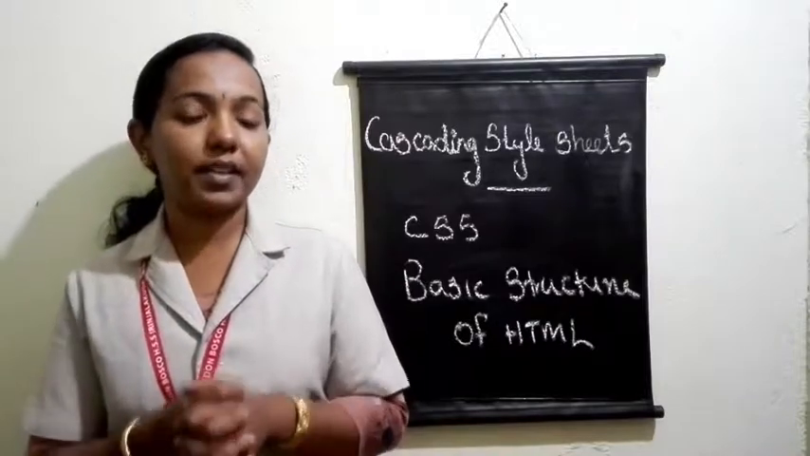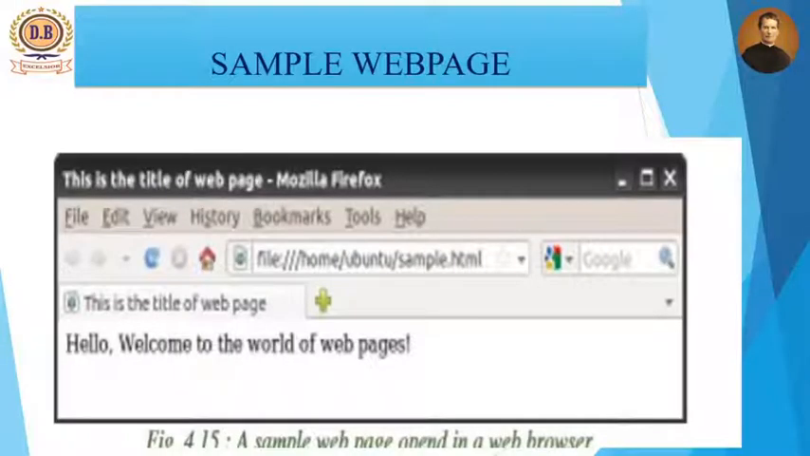Please look at the screen. I am going to display the output. Please look, a sample web page opened in a web browser. What is the title of the web page? This is the title of the web page, Mozilla Firefox. So in which browser are we opening that web page? And then look at the content. Hello, welcome to the world of web pages. Whichever thing that we have written inside the body tag will come as a part of the web page.